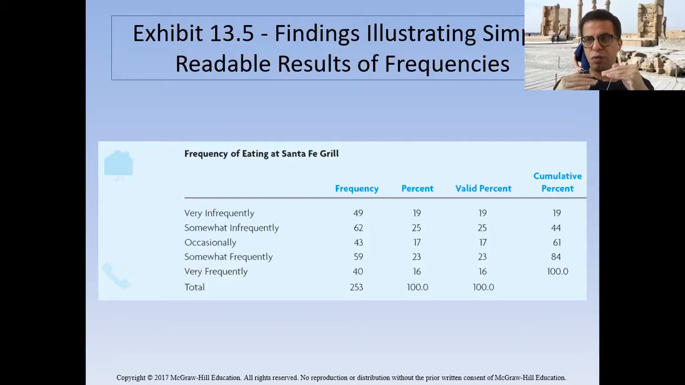Let me know when you found 49%. What does that stand for? Is it frequent? Is it somehow infrequent? It occasionally happens. These numbers need to be converted, as we say, coded, to something that I will understand when you show me numbers.